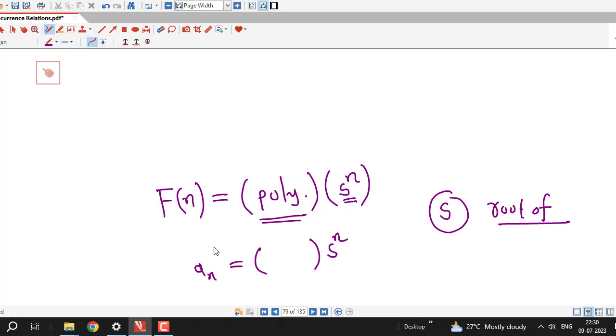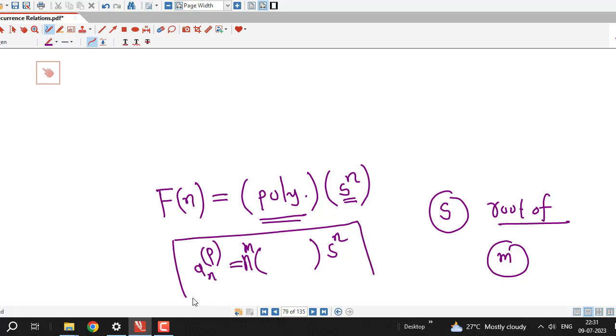If s is not a root of the characteristic equation, then write down an arbitrary polynomial into s raised to n as your choice for the particular solution. And if s is a root of the characteristic equation with multiplicity m, then multiply this choice by n raised to m and modify your particular solution. So remember this part only, and whenever your right hand side is in this form, you can apply this method.